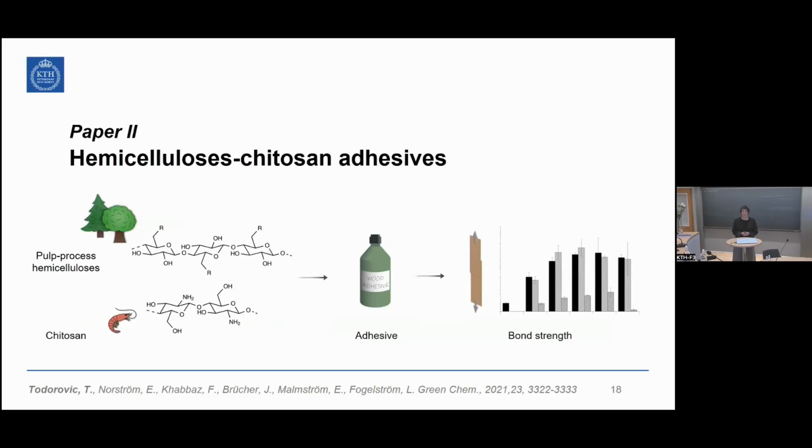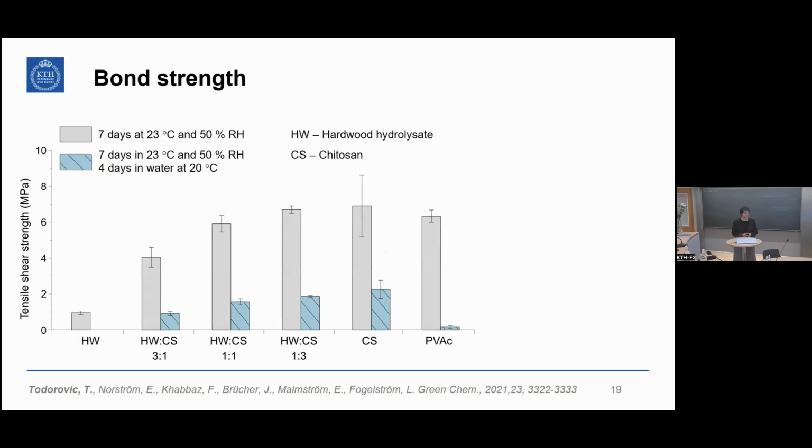Now the second part of the paper, when we used wood veneers as substrates, we prepared adhesives with pulpwood hemicelluloses, hardwood hydrolysate, and Chitosan. And we used these components in different ratios. So first, in this graph, on the x-axis are the ratios of components, based on their dry weights: 3:1, 1:1, and 1:3.